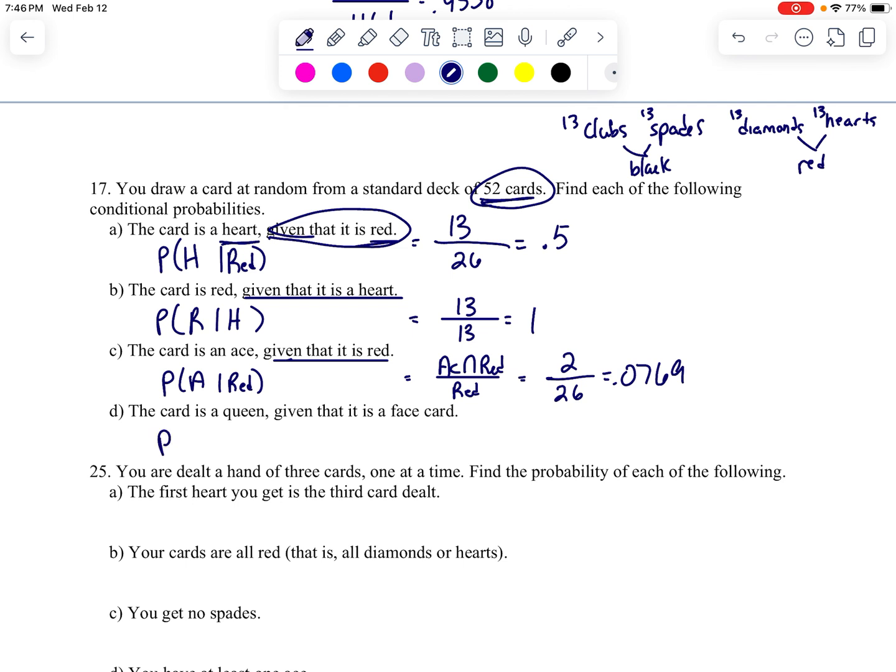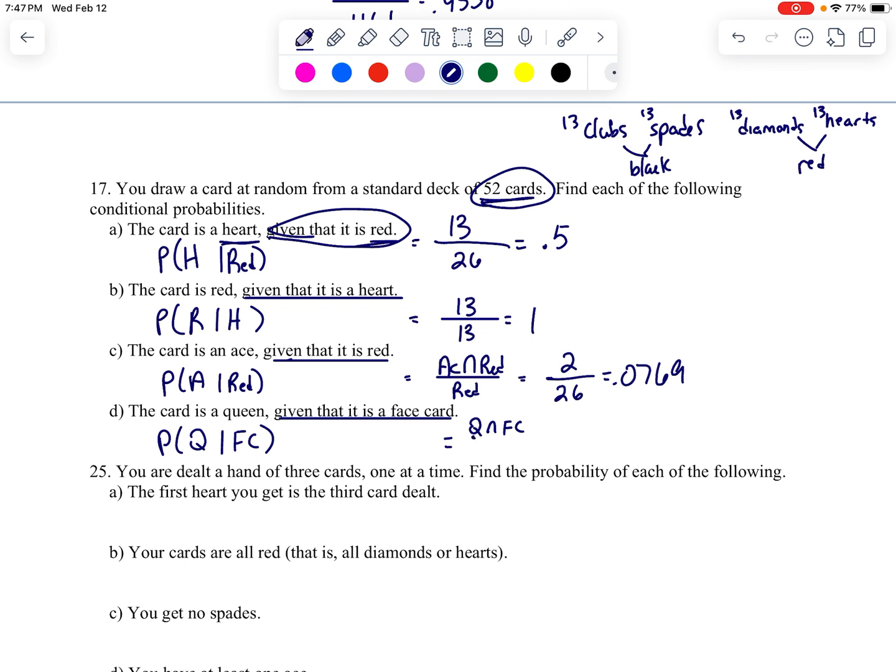The card is a queen, given that it is a face card. Again, we'll write these out. We know that we have a face card. What is the likelihood that it is a queen? So again, given that it is a face card. So I have a face card in my hand. What is the likelihood that it is a queen? Is how I can think about that.